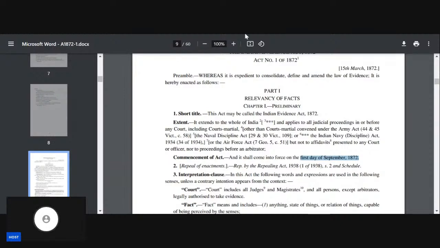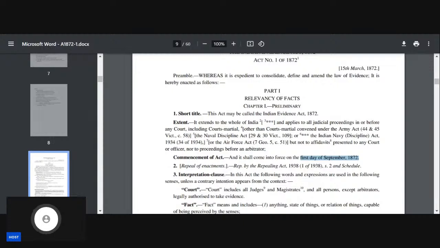So when did this act come into force? Questions might come from this part, the preamble and the history of the Indian Evidence Act. So what will you be choosing when it comes to the enforcement date? What is the enforcement date of the Indian Evidence Act? Very good. 1st September. Which year? 1872. Very good, Saurabh.